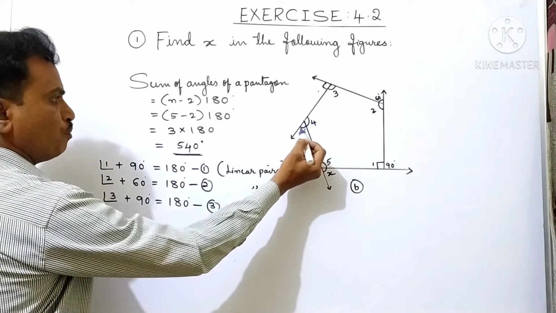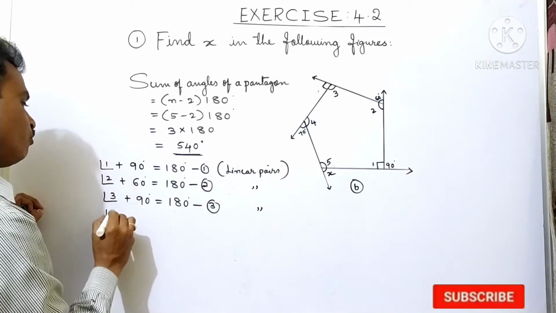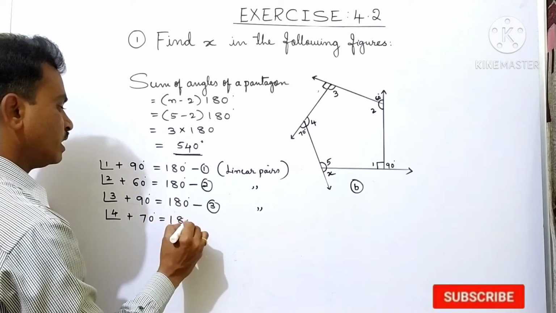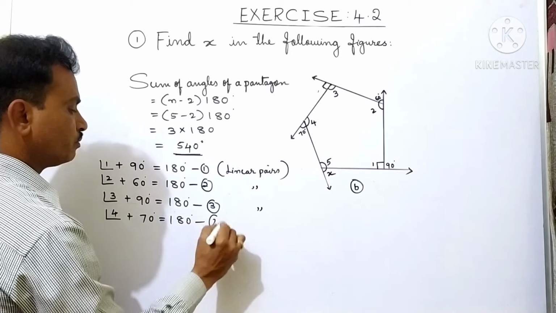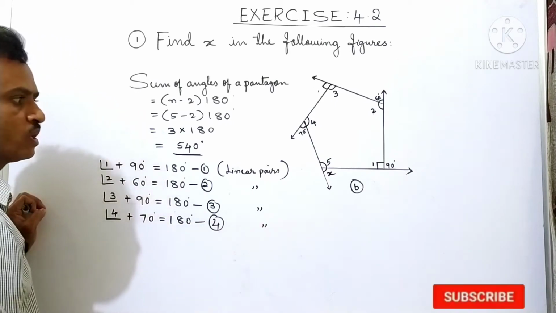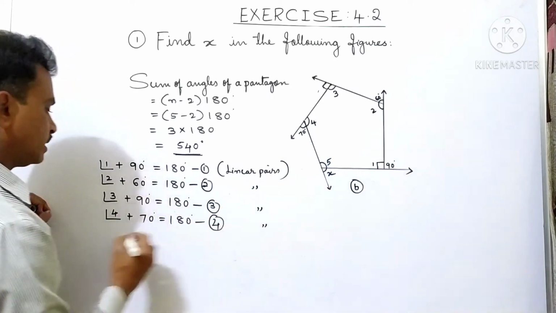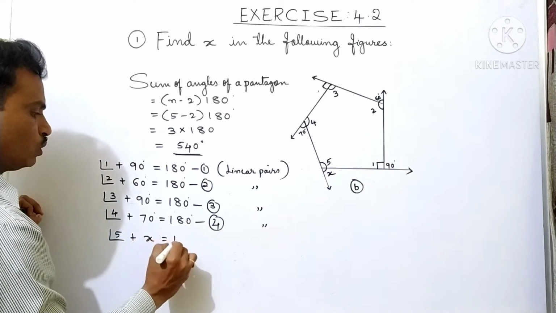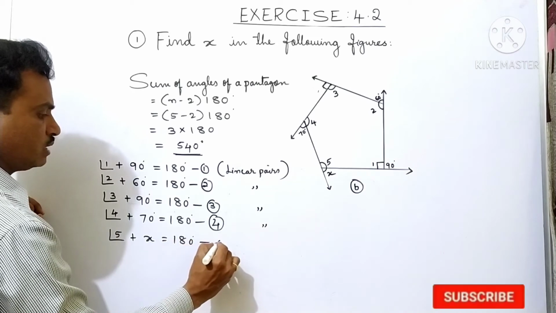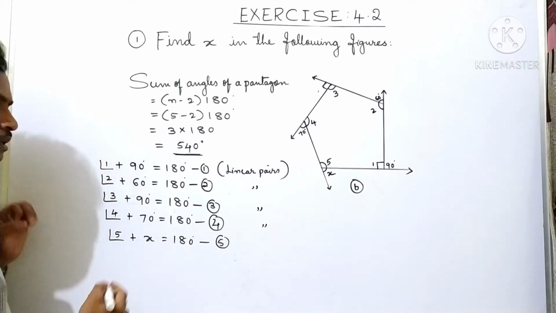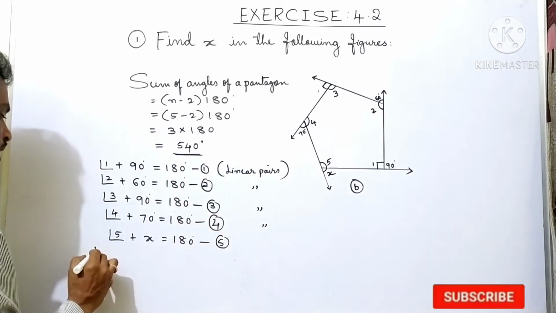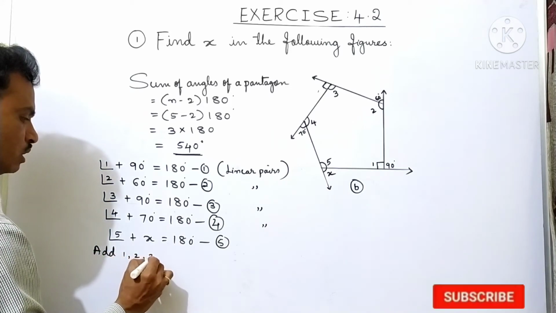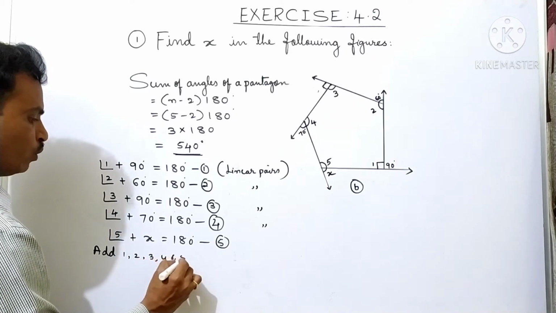Next angle 4 plus 70. Angle 4 plus 70 degree is equal to 180 degree. This is fourth one, linear pair. Then angle 5 plus x. Angle 5 plus x is equal to 180 degree. This is fifth one. Then add all this, 1, 2, 3, 4 and 5.